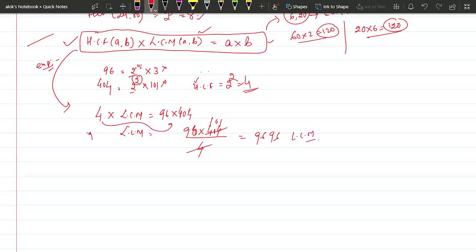Okay, then for your homework, find HCF and LCM of 6, 72 and 120.